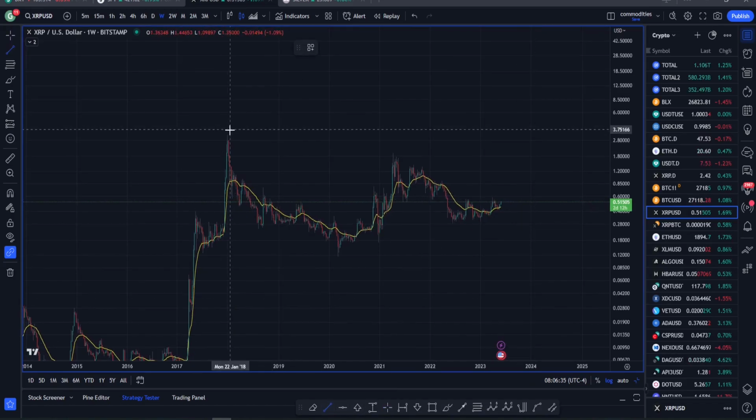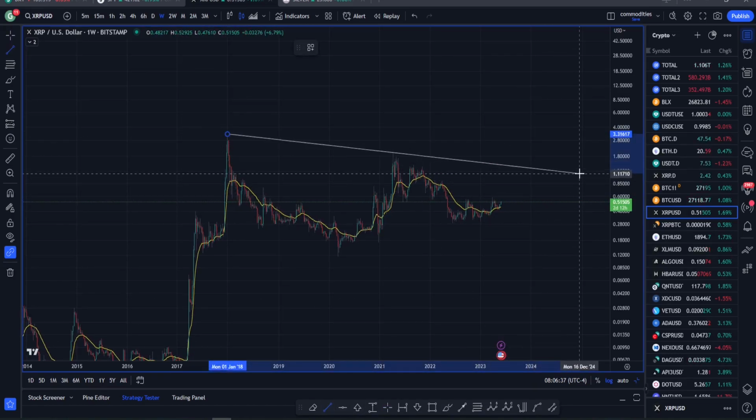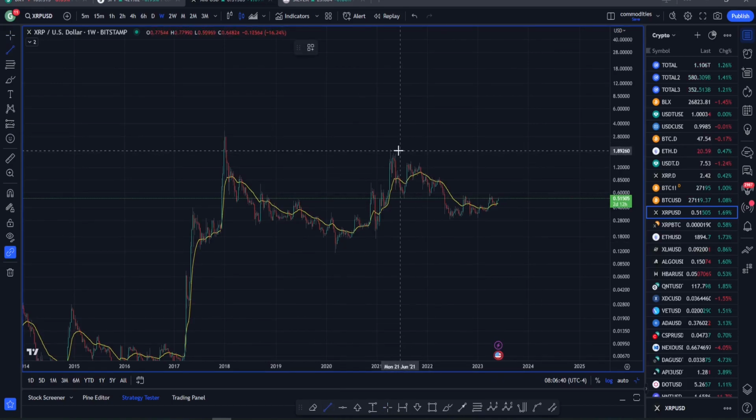We can draw kind of a super long trend line. I don't even know if this will look right. No, that's not going to look right. So yeah, we can draw it from this high.